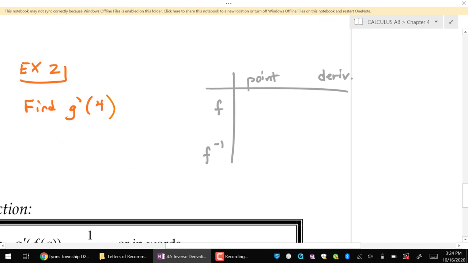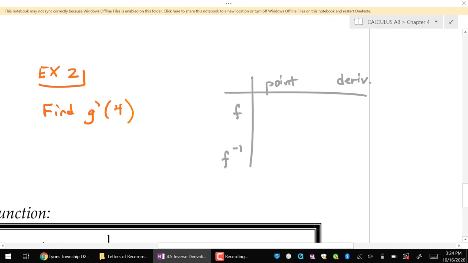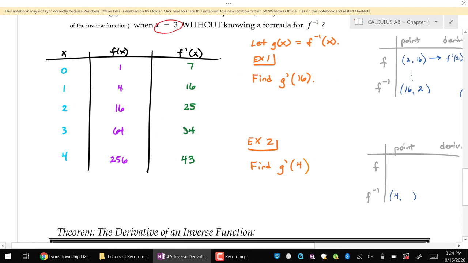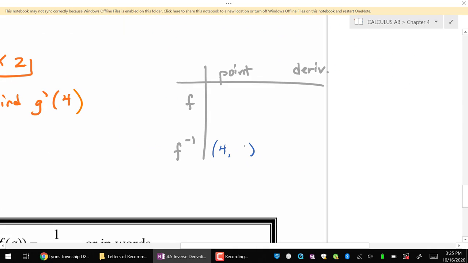We'll do that one more time. Down here, what about g prime of 4? So the given point is 4. Now what's the match to the 4 right there? 4 is an output. I want to find the number that was the corresponding input. Now be careful we don't go down here and put down 256. 256 is an output. We're searching for a corresponding input. So 4, 1 would be the inverse point, which means 1, 4 would be the original function point.